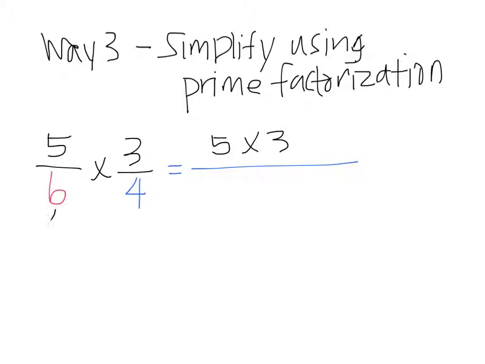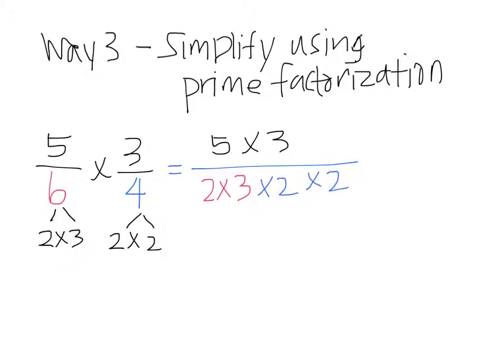So 6 breaks down into what? 2 times 3. And 4 breaks down to 2 times 2, right? So I'm going to write that here. 2 times 3 to represent the 6. And then I have 2 times 2 to represent the 4, right? Now, I'm gonna simplify, and I'm going to look at my numerator and my denominator. Do they have anything in common? Do they have any numbers in common? Everyone? 3, right? So if they have the 3 in common, I can get rid of the 3.